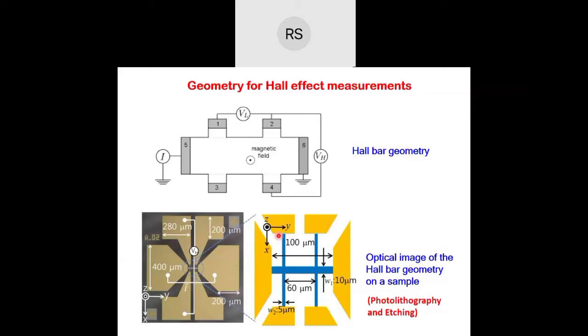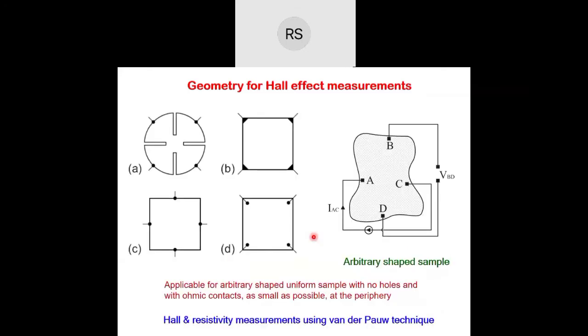Yellow areas are showing the contacts to this semiconductor, and all these contacts have to be very good ohmic contacts. Otherwise, your measurement will not be that precise. So that is actually the Hall bar geometry. But in our labs, most of the time, we take another configuration.